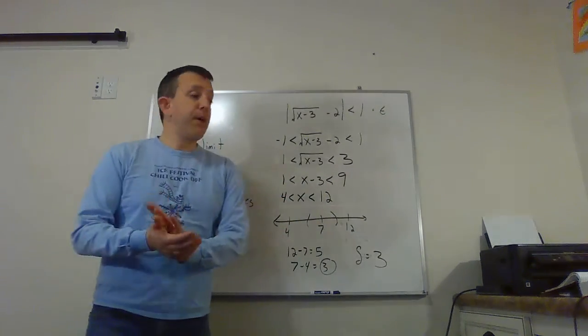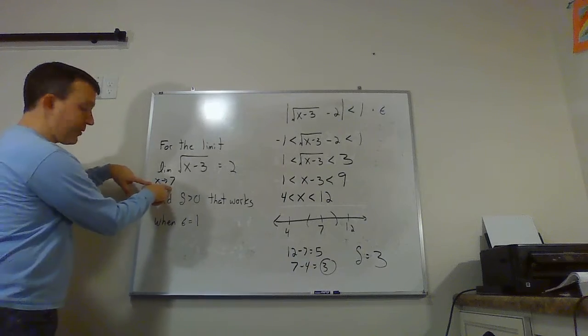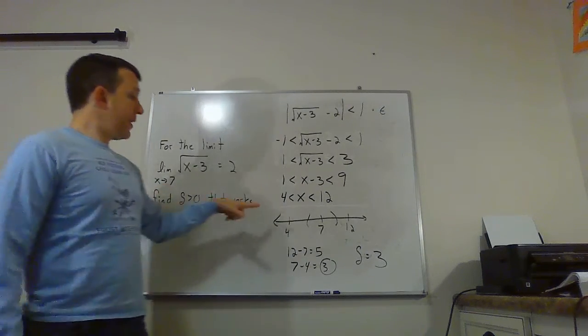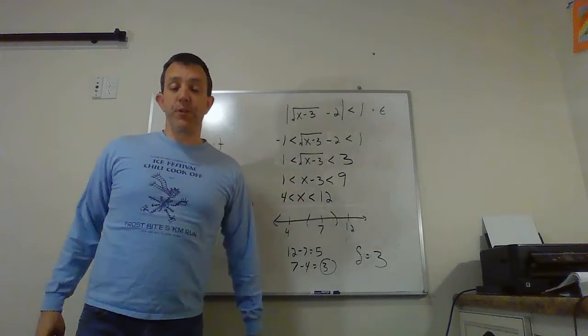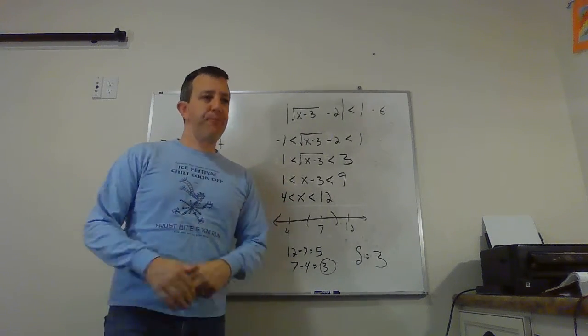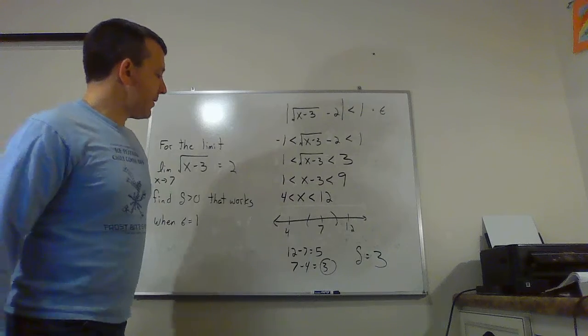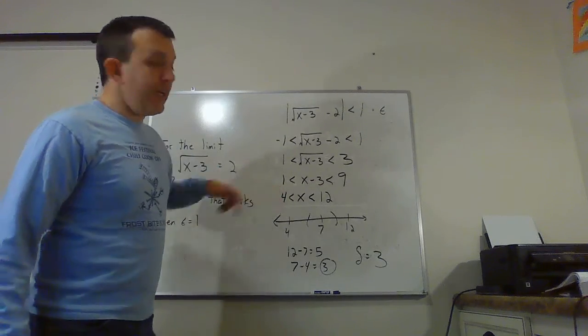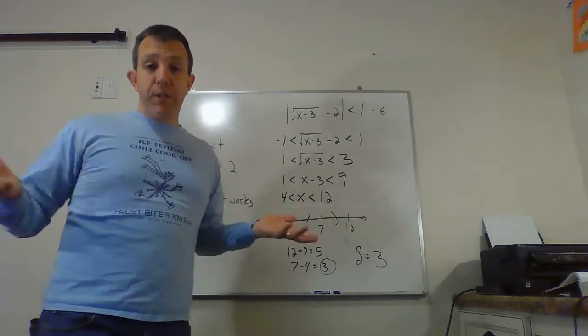And that's great, right? It's good because where are we trying to take the limit? At 7. 7 is in between 4 and 12, so that's a good start. If 7 weren't in there, we'd have a really big problem. All right, but 7 is in there. So we have found an interval with x values that works.